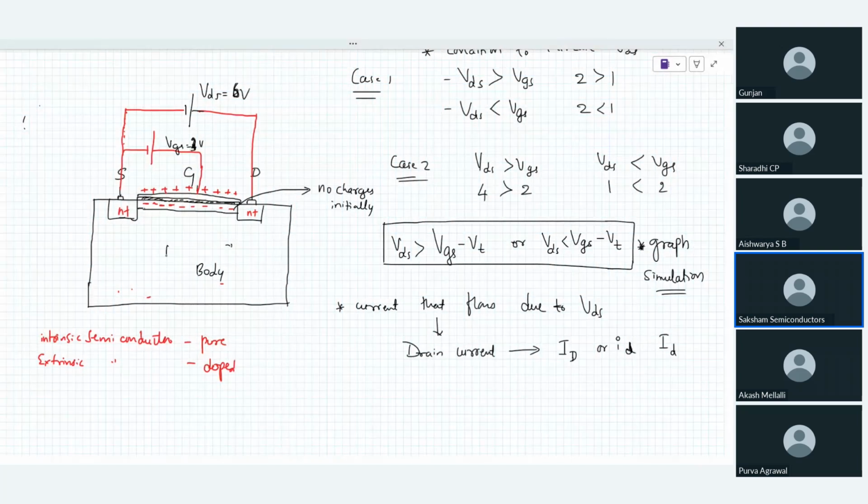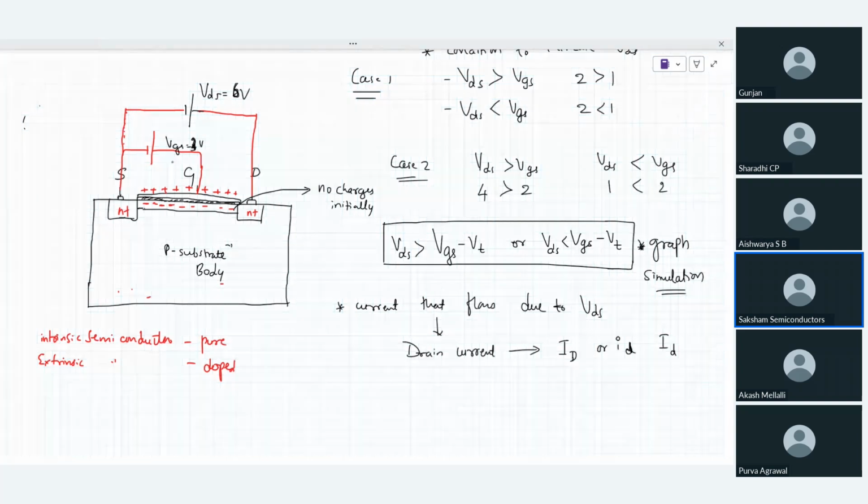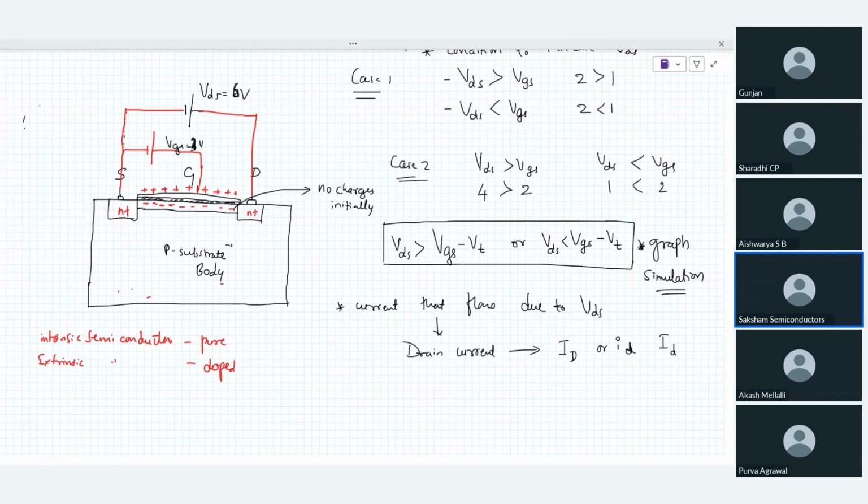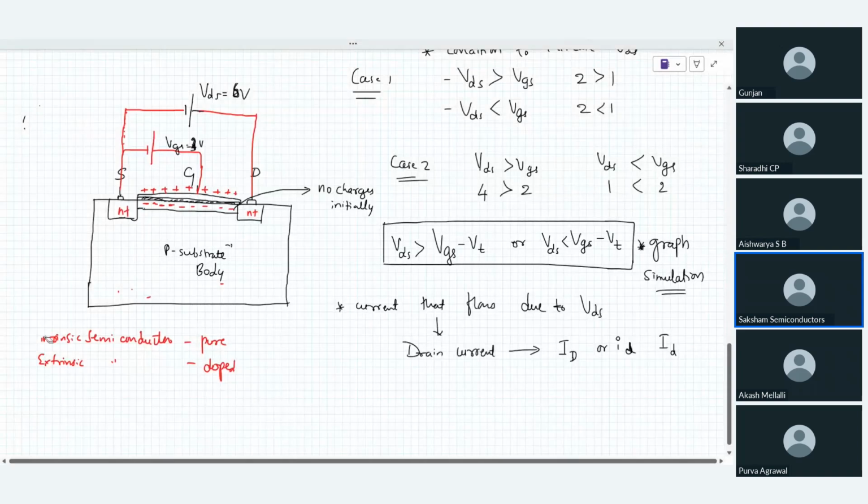So this is basically how exactly your entire current starts to flow. Now remember, I told you there was one more terminal, a fourth terminal, along with source, gate, and drain, and that terminal is called the body.